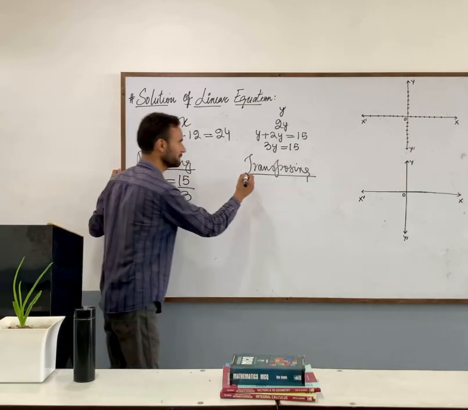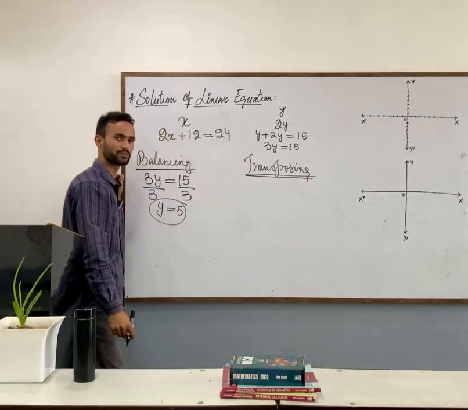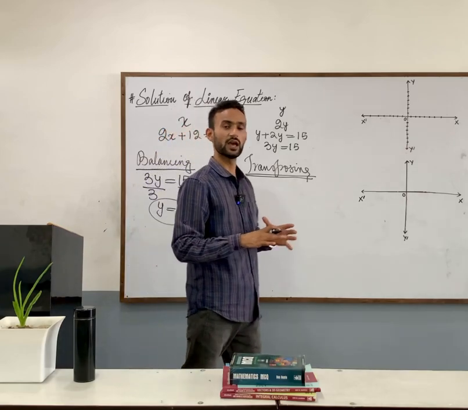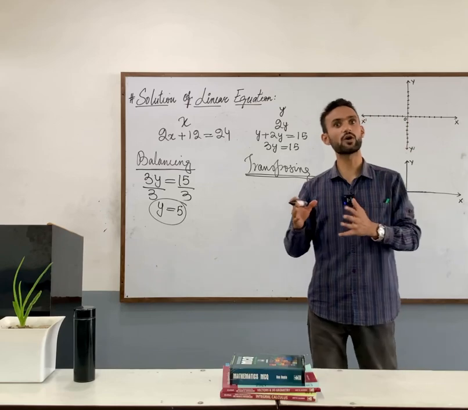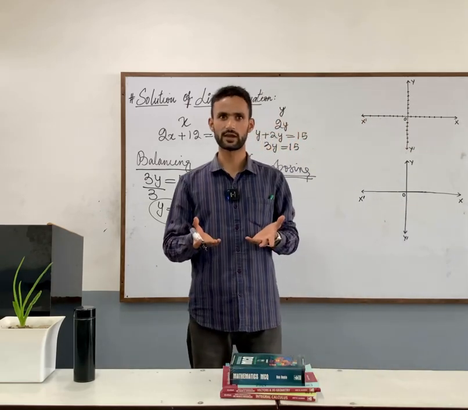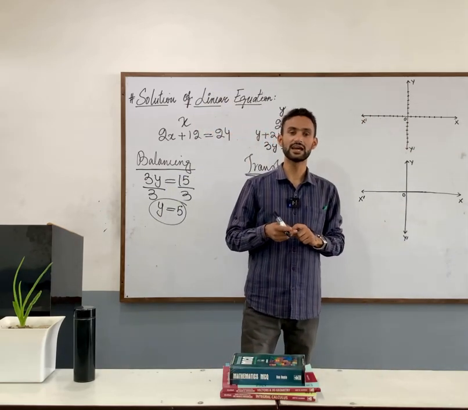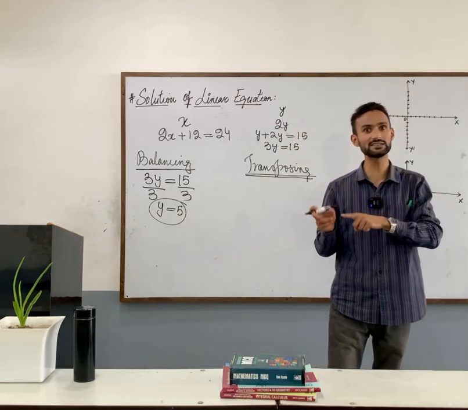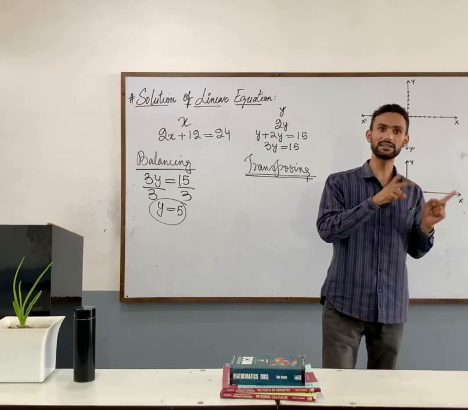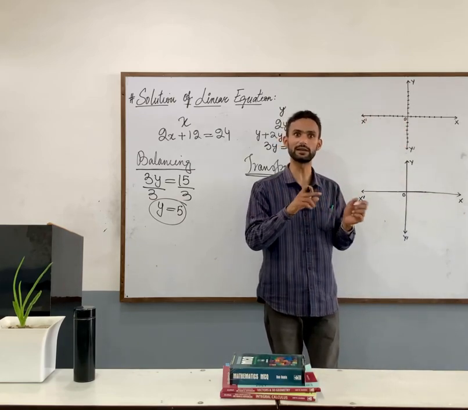Now, coming to the second method, that is the method of transposing. In the method of transposing, what we do, we transpose or move the terms from one side of an equation to the other side. But what happens there? The sign of the terms gets changed. That is, plus changes into minus, minus changes into plus, multiplication into division and division into multiplication.